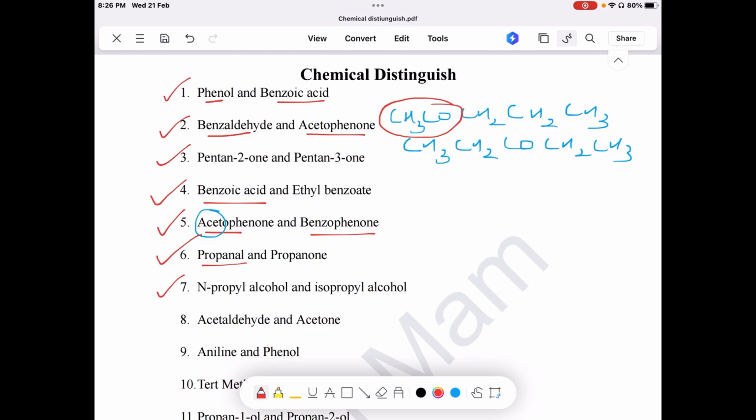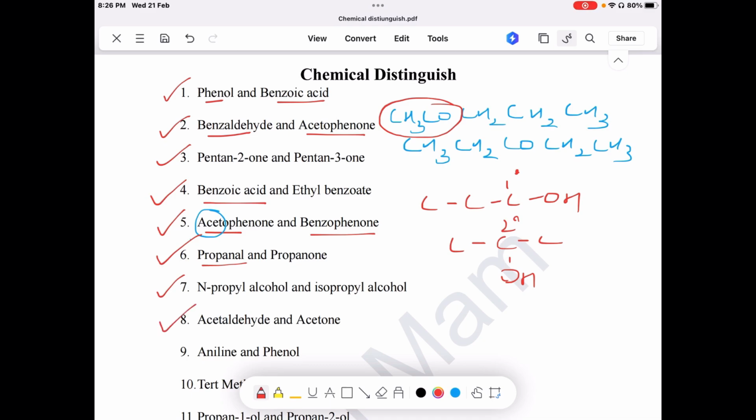N-propyl alcohol is a primary alcohol, and sec-propyl, or you can say isopropyl alcohol, is a secondary alcohol. So we do a Lucas test. In case of primary alcohol, turbidity, that is the cloudiness, appears after heating, and in case of secondary alcohol, that is the isopropyl alcohol, turbidity appears after 5 minutes.